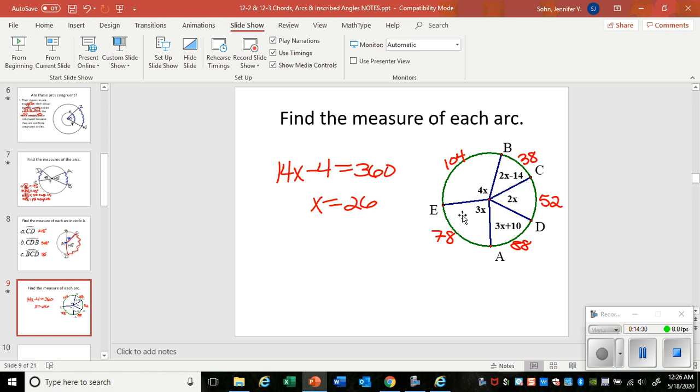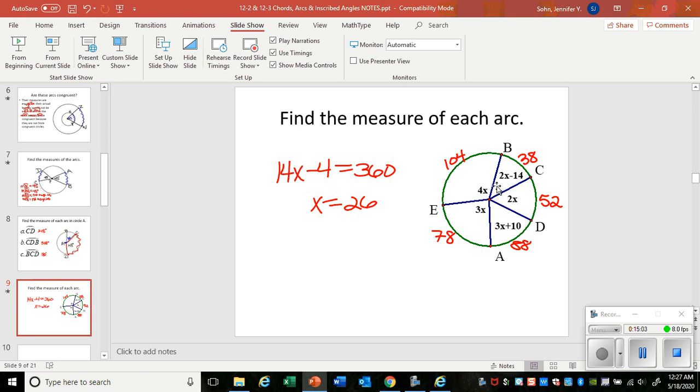So these are all angles, okay? If I add 4 on each side and divide by 14, x equals 26. Once I get the x, I'm going to plug it into each one, and then use a calculator to find the measure of each arc. So for the arc right here, 2 times 26 minus 14 is 38. So arc BC is 38. 2 times 26 is 52. So arc CD is 52.